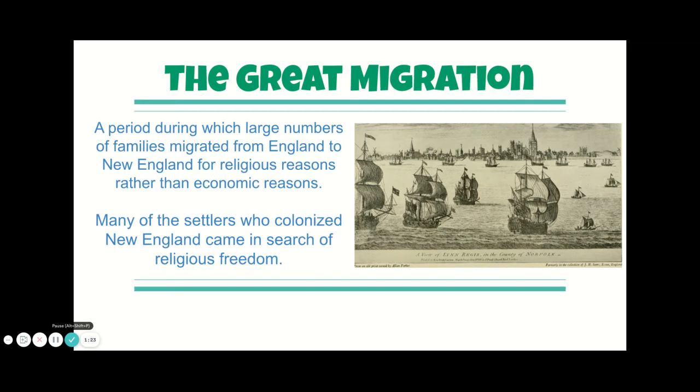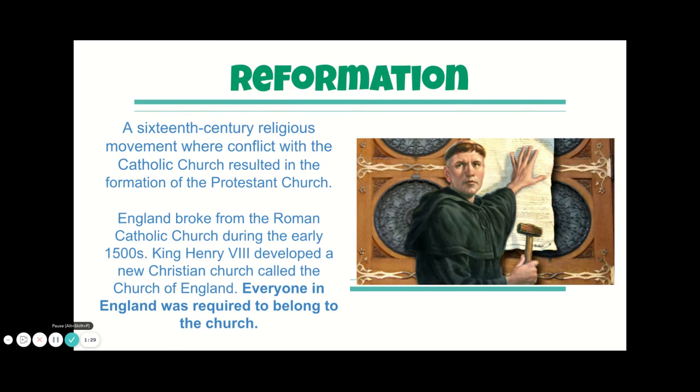The English weren't very happy because the Church of England was just as corrupt as the Catholic Church at this time. This was all kind of part of the Reformation, which happened in the 16th century. It's a religious movement where conflict in the Catholic Church resulted in people splitting off from the Catholic Church and developing different types of Christianity, okay?